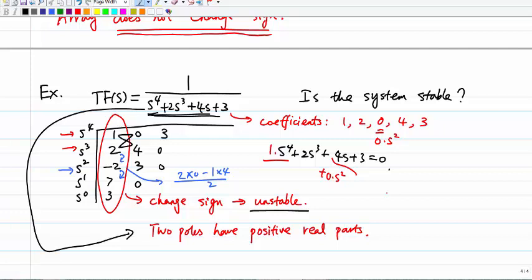Okay, so these are the two properties for the Routh array, the Routh-Hurwitz criterion. I'm going to talk a little bit more about this Routh-Hurwitz criterion in the next video.